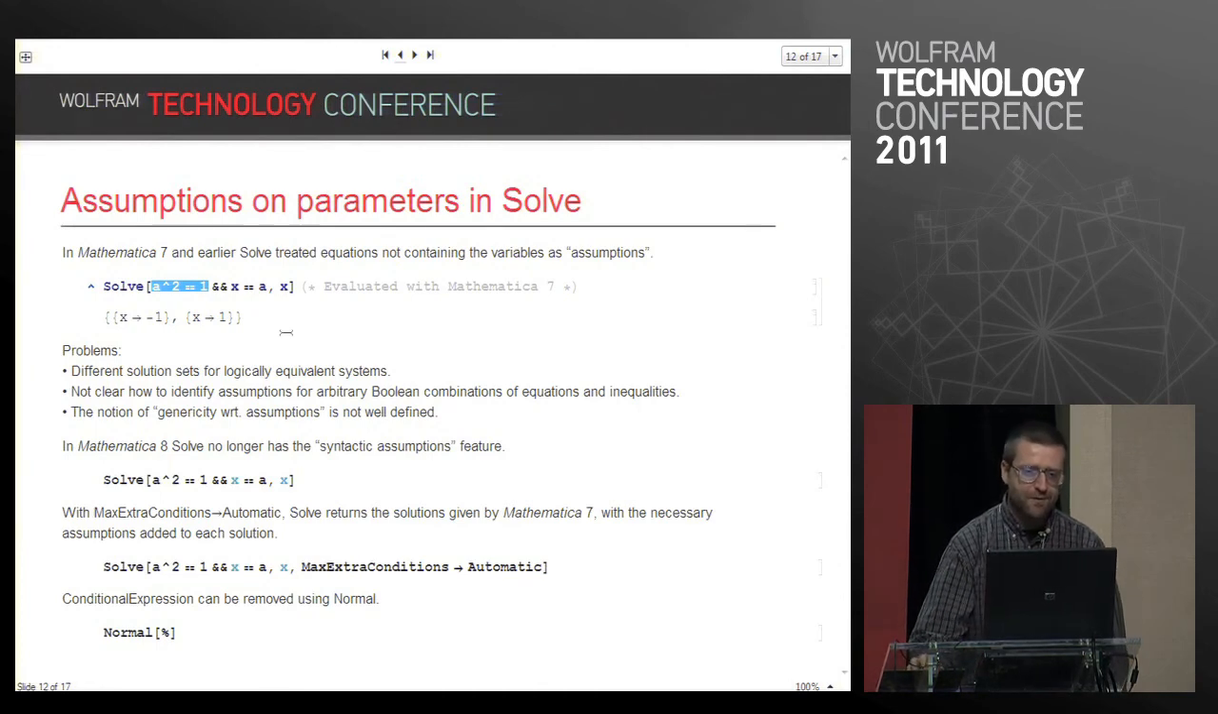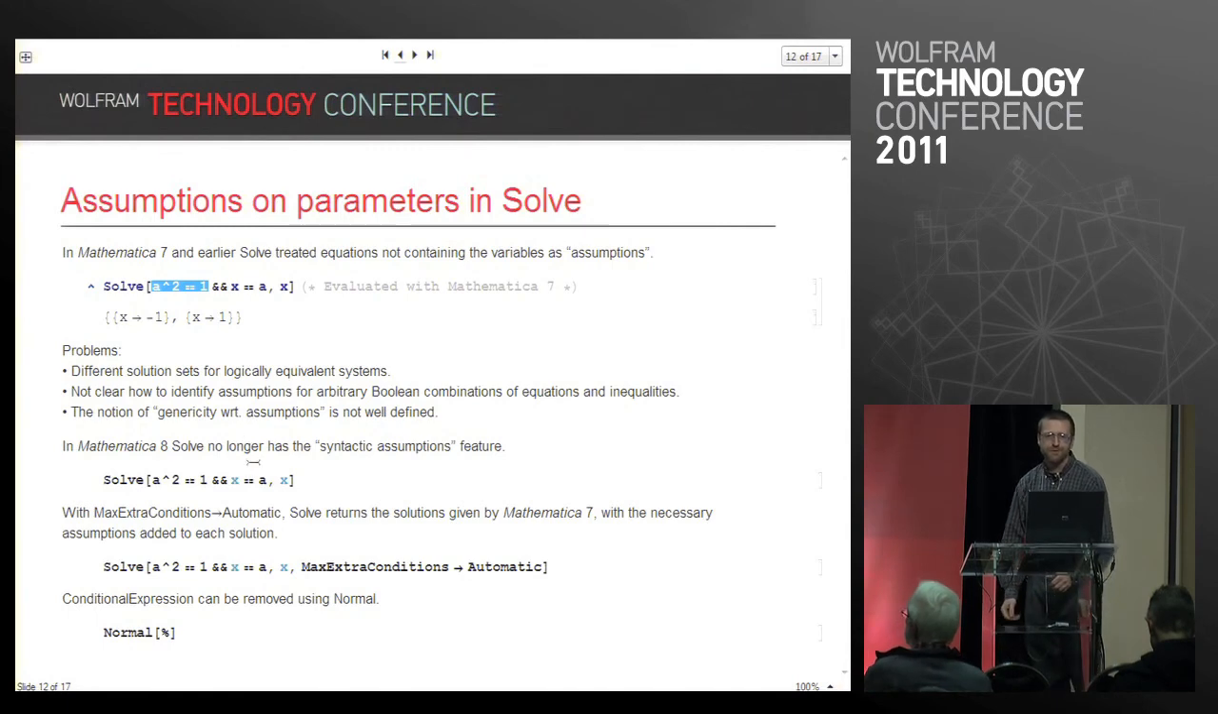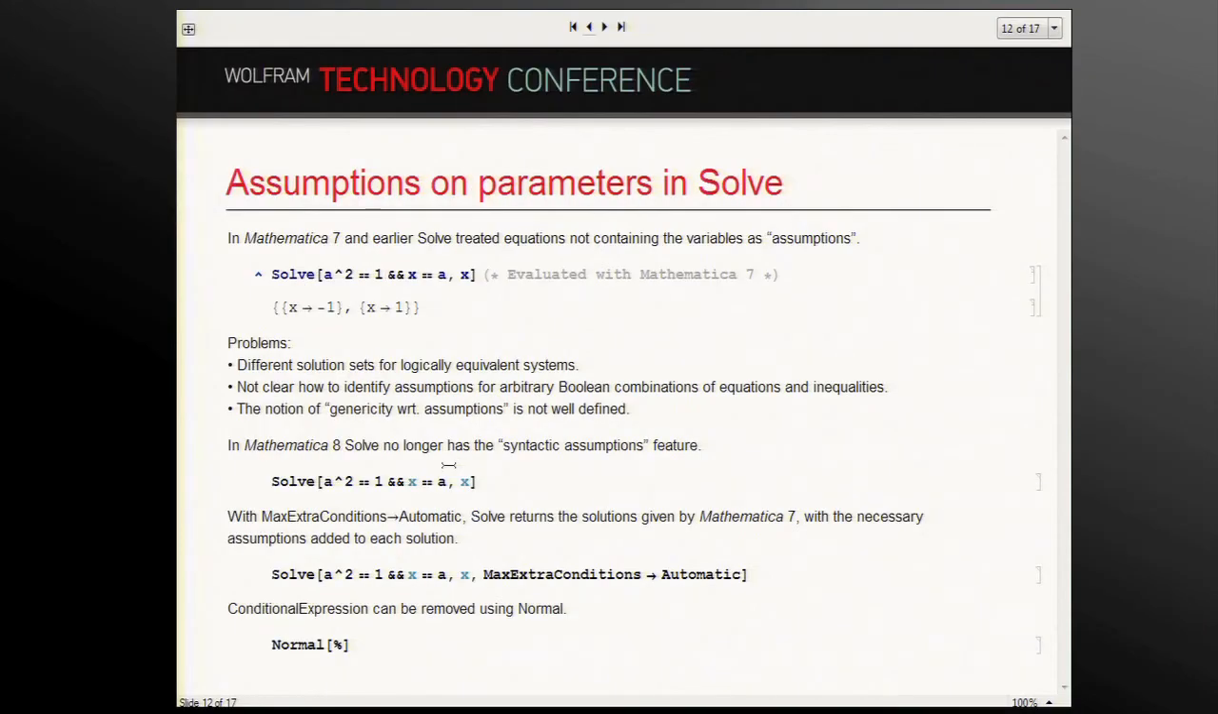So there are some problems with extracting such type of assumptions. First, we get different solution sets for logically equivalent systems. If I added x to both sides of this equation, we get the same system. But if we have a less trivial system with equations and inequalities, a Boolean combination, this kind of extracting assumptions is not really a good idea. You don't know where to extract assumptions from, and that's why Mathematica 8 doesn't have it.